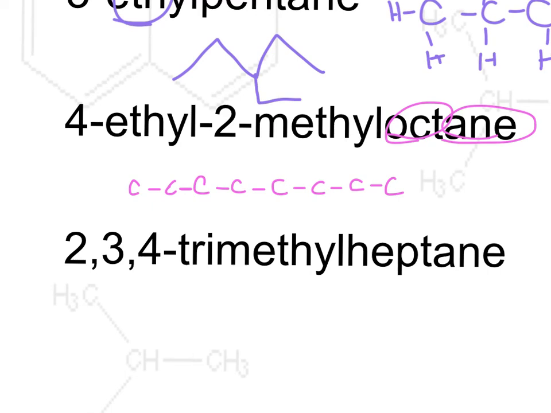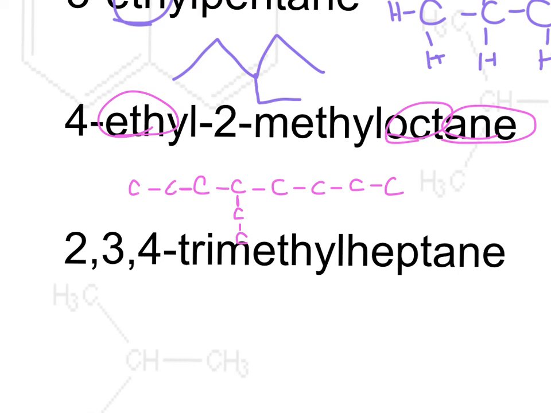So my branches, I have 2 branches. One on carbon number 4, it's an ethyl group, and one on carbon number 2, which is a methyl group. So I'll just go in order. So 4-ethyl. So on carbon number 4, 1, 2, 3, 4. So this carbon, I have an ethyl group. So I'm going to put a line right there and put an ethyl group there. Ethyl means 2 carbons. So my branch is 2 carbons. 1, 2.